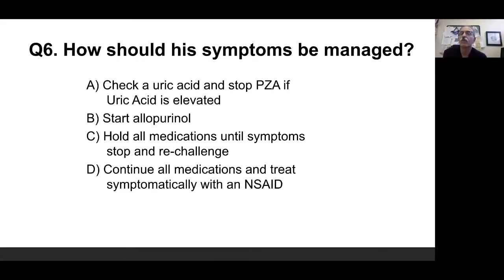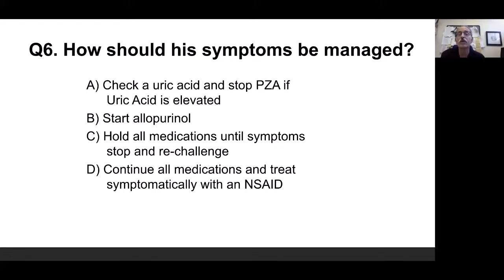So many of you are going to check a uric acid, because you're worried, I presume, about gout. And that seemed to be the most common thing that people wanted to do. Okay, seems like we had a few less responses here, so I suspect that some of you aren't sure exactly what you want to do.